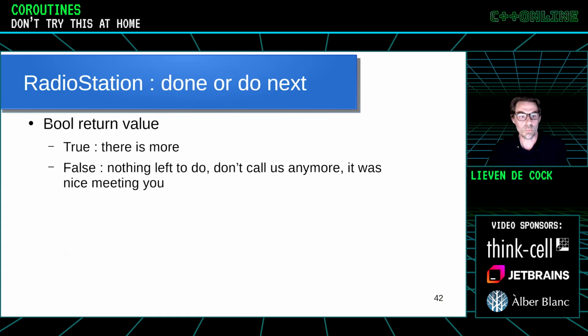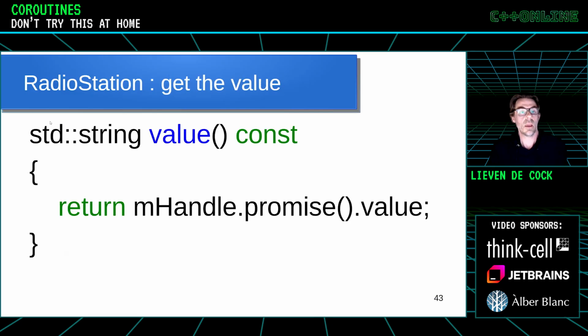There is more. Now we need to get our song out of the handle. Well, actually, in the handle lives the promise type, and that's where the compiler stored it. So, in order to get that real value, we say handle, please give me your promise type, and in the promise type we know the member is called value. And our radio station now has a method that will return the song.